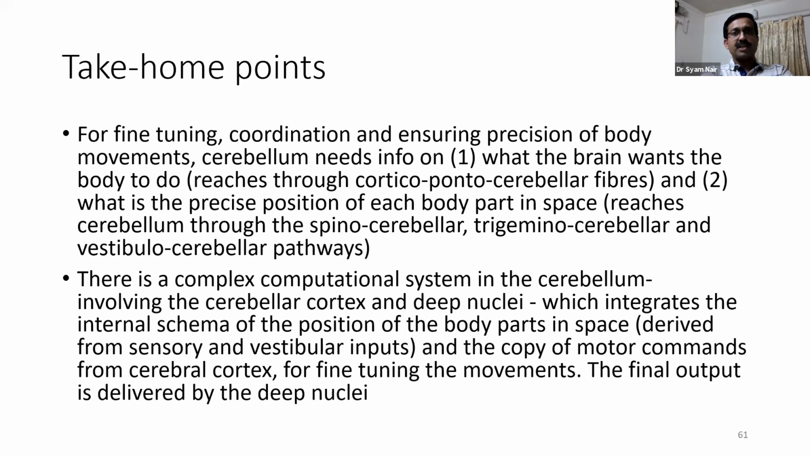For fine-tuning, coordination and ensuring precision of body movement, the cerebellum needs information on what the brain wants the body to do, which reaches the cerebellum through the cortico-ponto-cerebellar fibers, and what is the precise position of each body part in space, which reaches the cerebellum through the spinocerebellar, trigeminocerebellar, and vestibulocerebellar pathways. There is a complex computational system in the cerebellum involving the cerebellar cortex and deep nuclei, which integrates the internal schema of position of the body part in space derived from sensory and vestibular inputs, and a copy of motor commands from the cerebral cortex for fine-tuning of movements. The final output is delivered by the deep cerebellar nuclei.